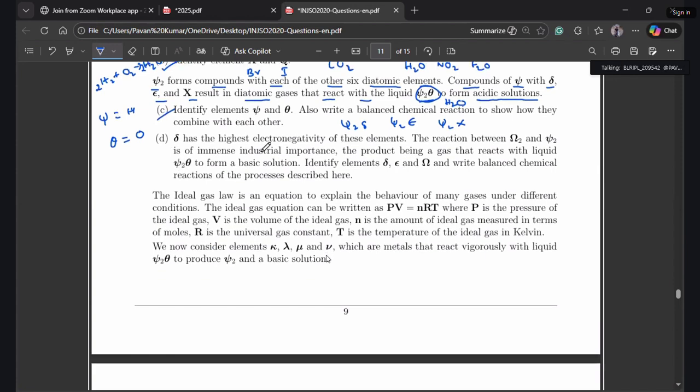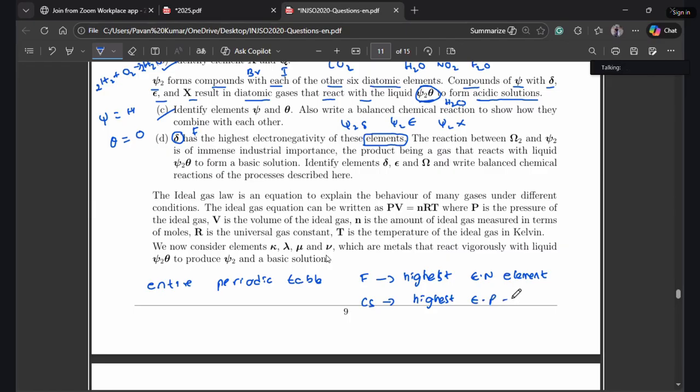Now coming to the D. D has the highest electronegativity of these elements. That means definitely this is fluorine, because if you consider the entire periodic table, F is the highest electronegative element, and Cs will be the highest electropositive element.